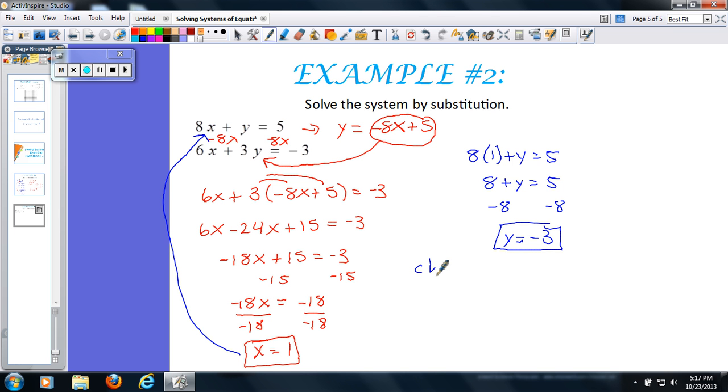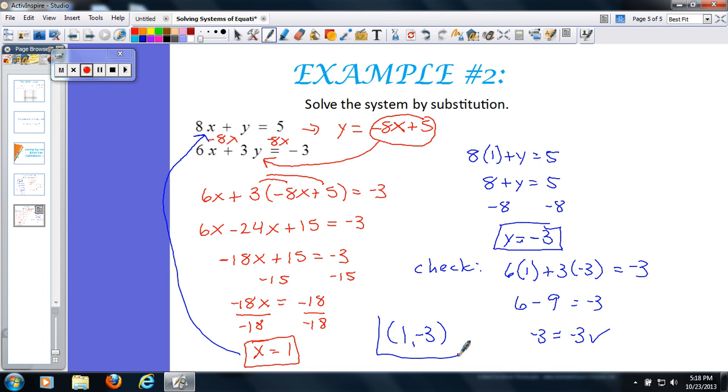Now let's go ahead and check our answer, and I'm going to plug it into equation 2. So I've got 6 times 1 plus 3 times negative 3 equals negative 3. This is 6 plus, actually that'd be 6 minus 3 times 3, which is 9, equals negative 3. 6 minus 9 is negative 3, so negative 3 equals negative 3. My answer checks, so that gives me an answer of (1, negative 3).